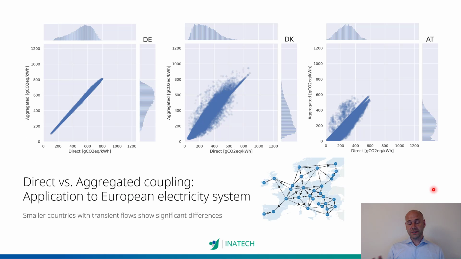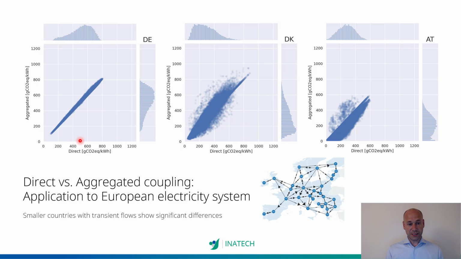We applied both methodologies to data for Europe, so for 30 European countries, hourly generation data and load data and power flow data, and we calculated for each hour the consumption-based emission intensity for each country. So taking into account this flow tracing, these imports and exports, but one time we used the direct coupling, and the other time we used the aggregated coupling.